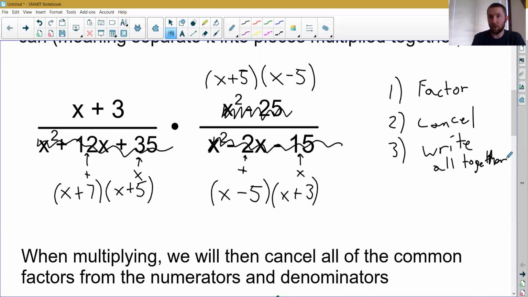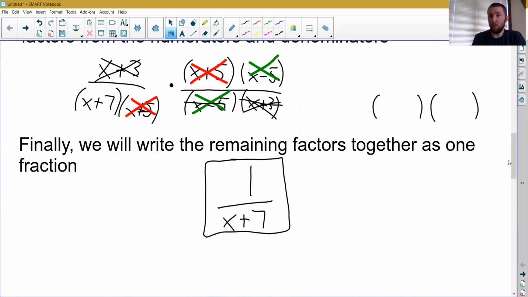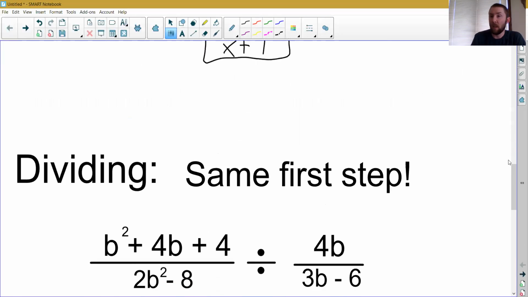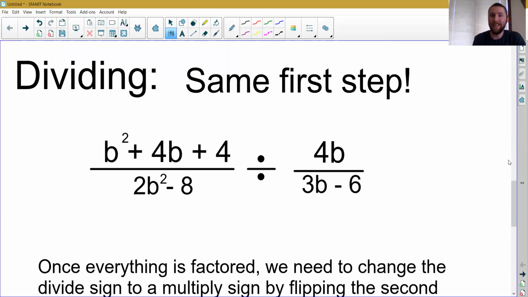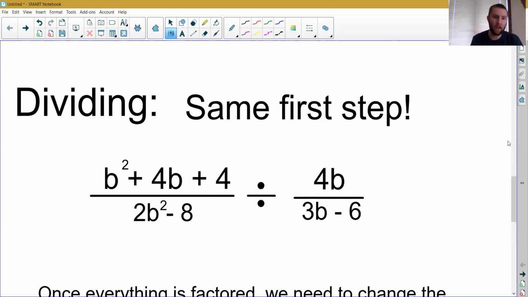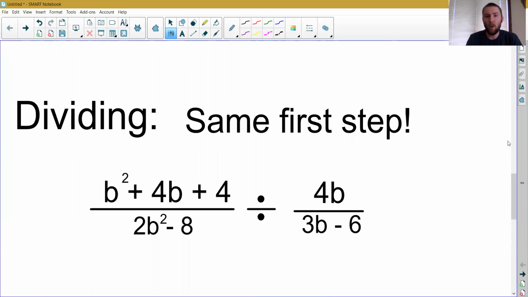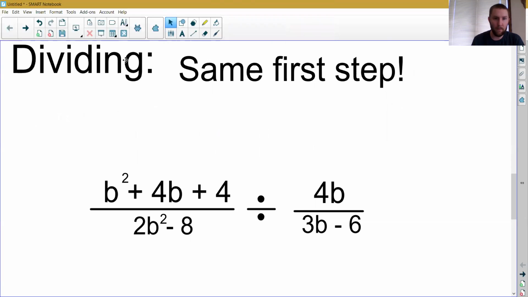Okay, so that's multiplying. When we move to dividing, a lot of things are the same, but there's one key important difference that we'll have to take note of here in just a second, okay? So when we're dividing two rational expressions, the first step is the same. I always want to factor everything that I possibly can first. Okay, so it's the same first step.